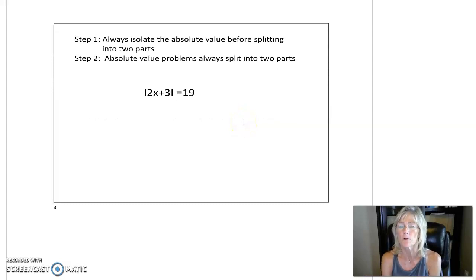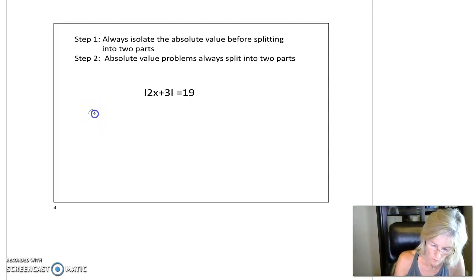So let's look at the first one. The first step is to always isolate the absolute value. That means you don't solve what's in it, you don't subtract or add or divide or do anything in it, you get it all by itself. Then you split the problem into two parts. As long as it's an equation, you just have to change the sign of, in this case, the 19 to a -19. We'll talk about that in just a minute. Since the absolute value is all by itself, I'm going to split it into two parts. The first part would be 2x plus 3 equals 19.